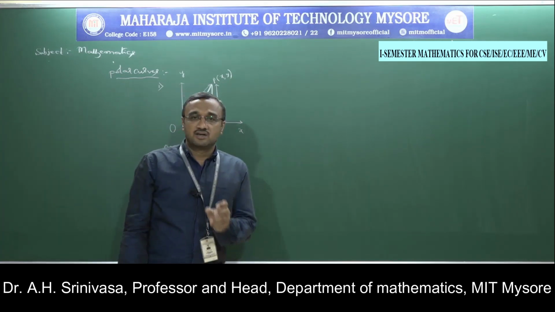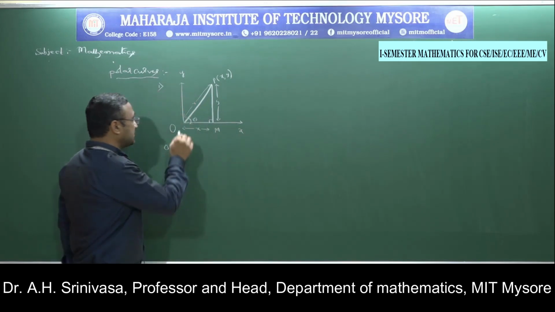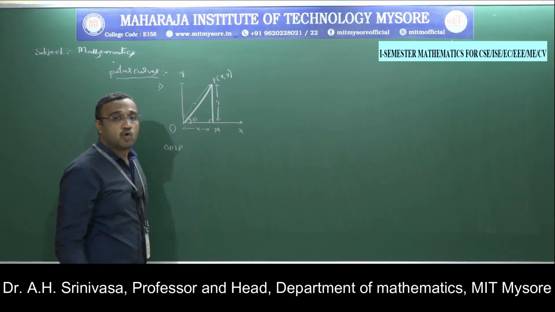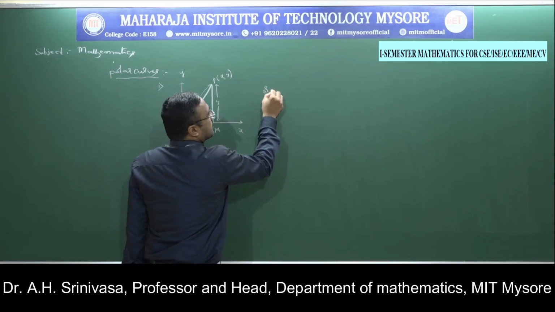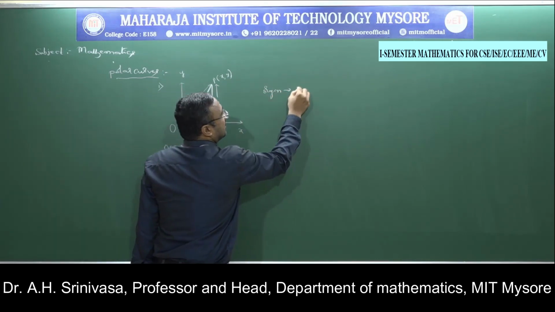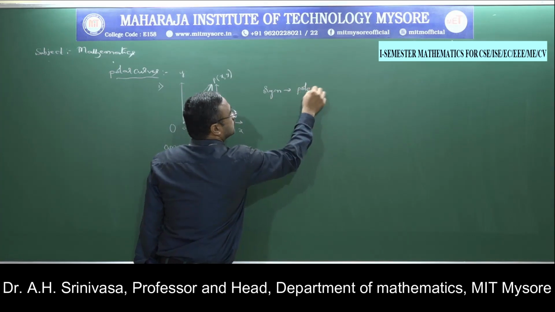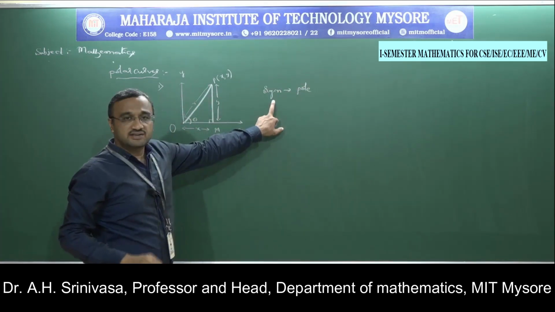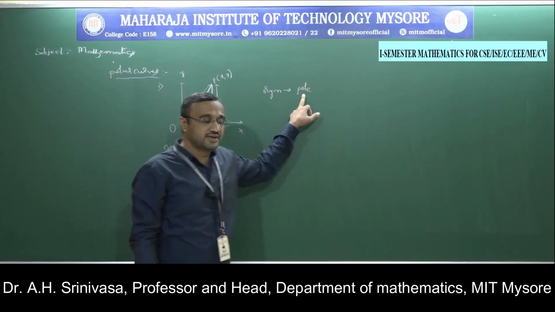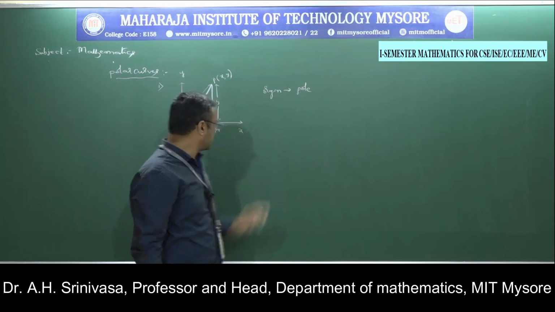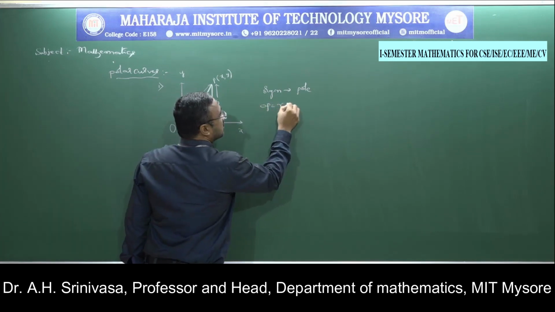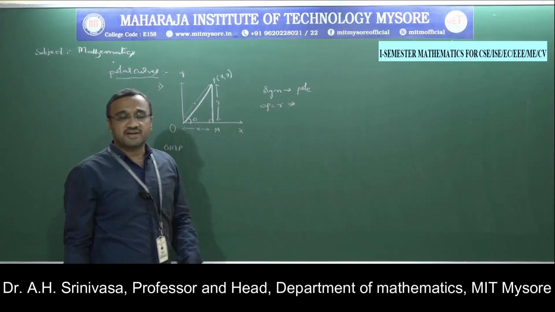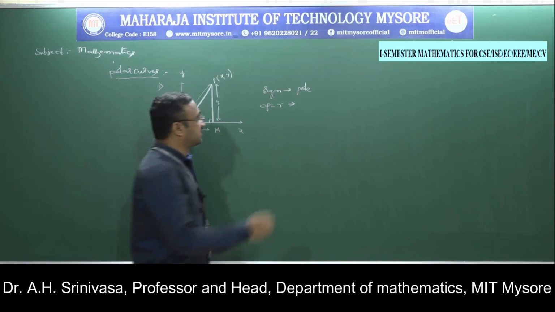In the polar coordinates, we call the origin a pole. You have to remember, the origin is called the pole. For Cartesian coordinates, we call it the origin, and in polar coordinates, we call it the pole. The distance OP, here OP is the distance R. In polar coordinates, we call it the radius vector.